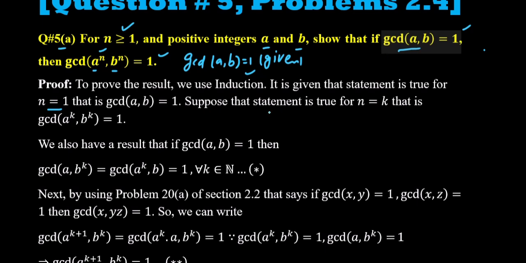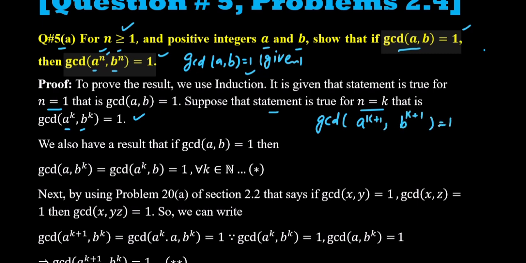Suppose that the statement is true for n is equal to k. That is, when you put n is equal to k here, then we have GCD of A raised to power k, B raised to power k, this is equal to 1. So this is our hypothesis step. Next we will show GCD of A raised to power k plus 1, B raised to power k plus 1, this is also equal to 1.